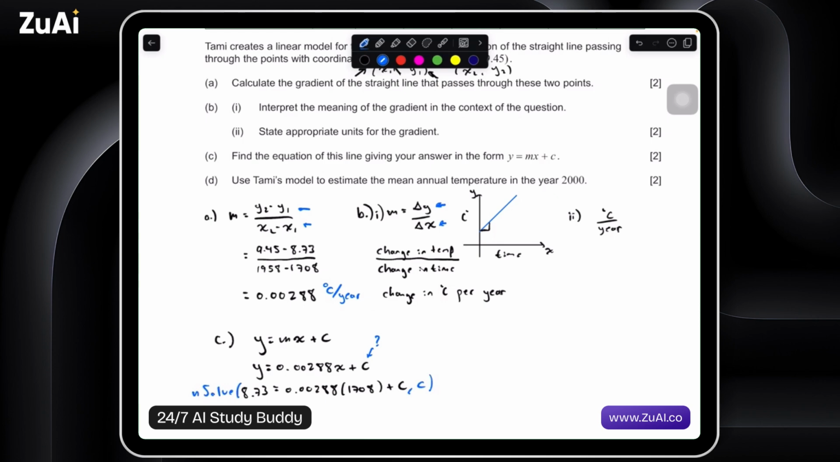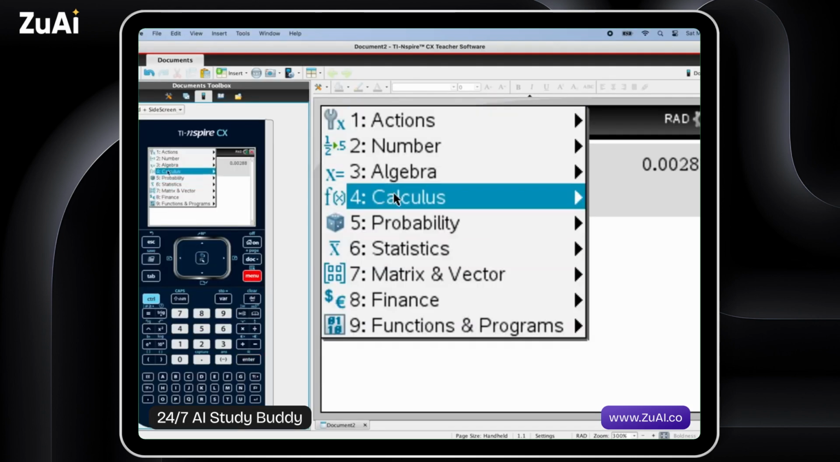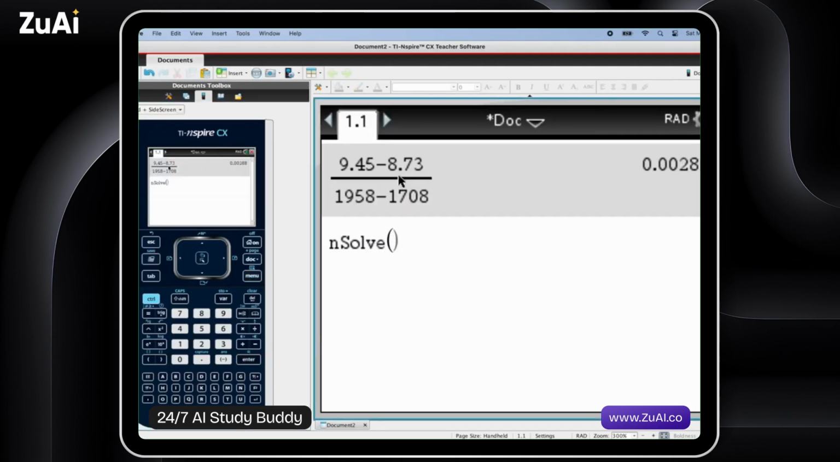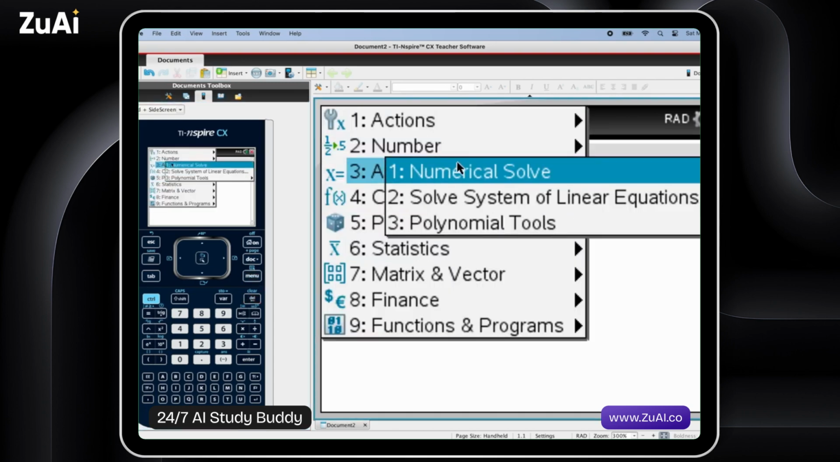Okay, so let's bring up the calculator and work this out. Let's go algebra, numerical solve. So let me get this up. Menu, algebra, numerical solve.